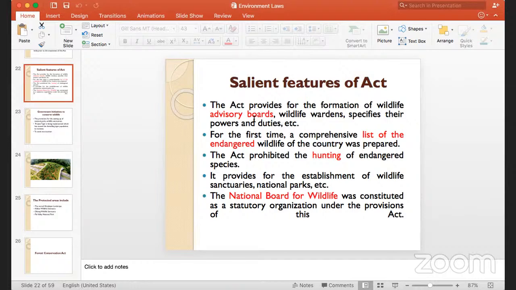Then what has been done under this act? We have made a comprehensive list of the endangered wildlife species of our country. The act prohibits the hunting of endangered species. It provides for the establishment of wildlife sanctuaries and national parks. Also, the responsibilities of the forest officials have been described under this act.